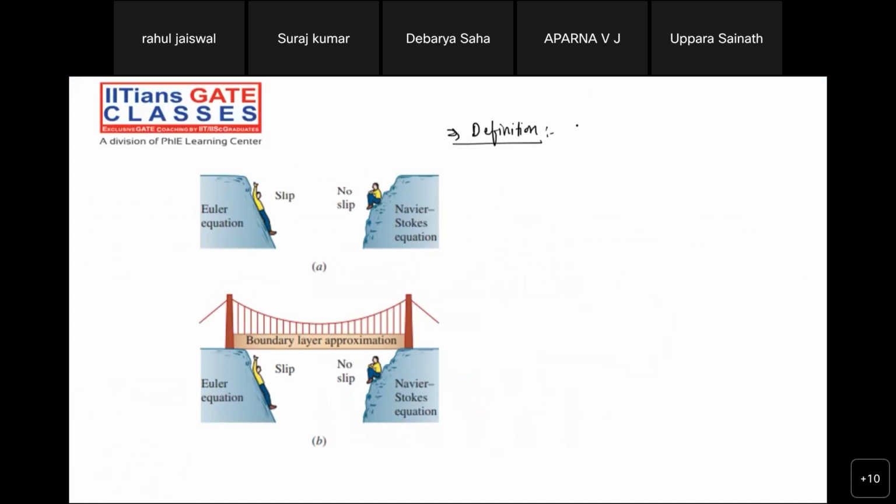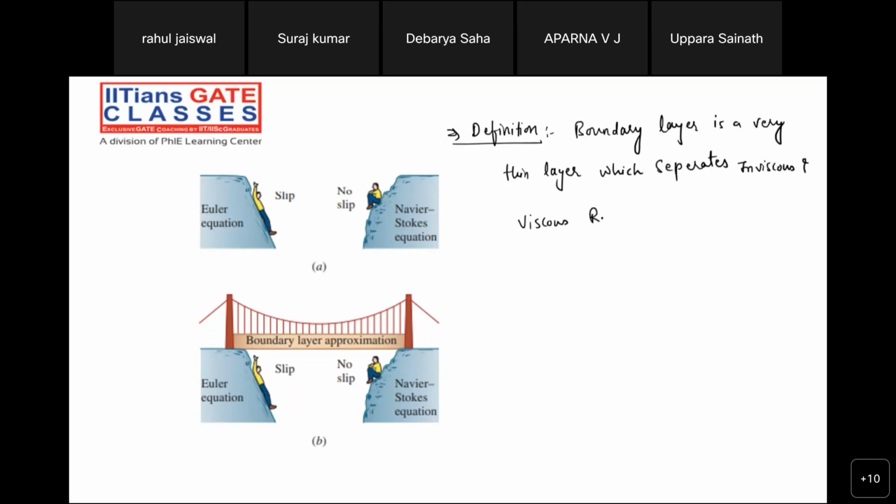What is the definition? A boundary layer is a very thin layer which separates the inviscid and the viscous region. Please make a note of it.